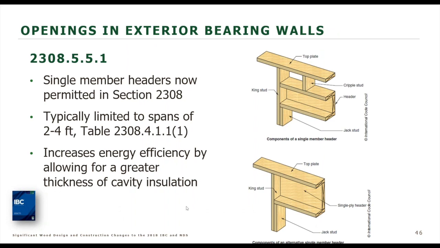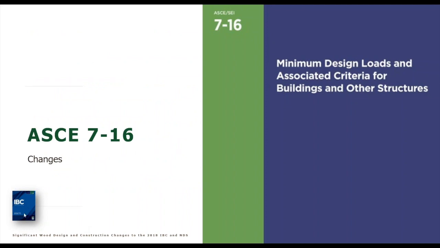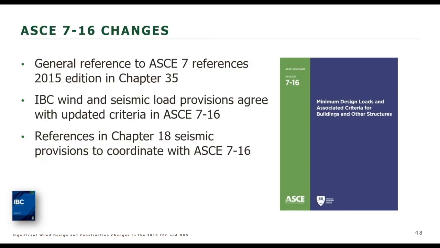Another measure that we've incorporated is, because now we want to be more energy efficient in our buildings, we are going to allow now a 1x header or a 2x header in the envelope exterior walls. That's limited to 2 to 4 feet, and this allows for insulation to be placed in that cavity where the header is to provide a more thermally performing building. Now, the last part of this has to do with ASCE 7-16 and the changes that have occurred related to wood construction.